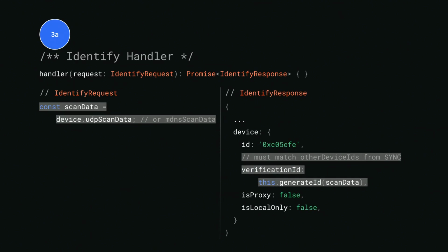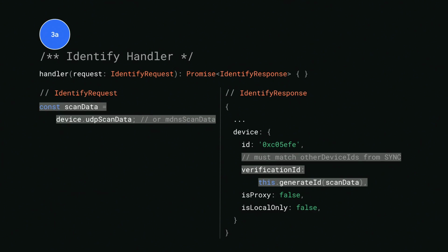IdentifyResponse. The key information we look for in the IdentifyResponse for the device that we just found is the verification ID, and this must match one of the other device IDs that we got from your sync response. And if we find the match, we would have established the local path. Now there are two other flags that are also important, isProxy and isLocalOnly, and they're set to false for this device if it was an end device that we wanted to control.